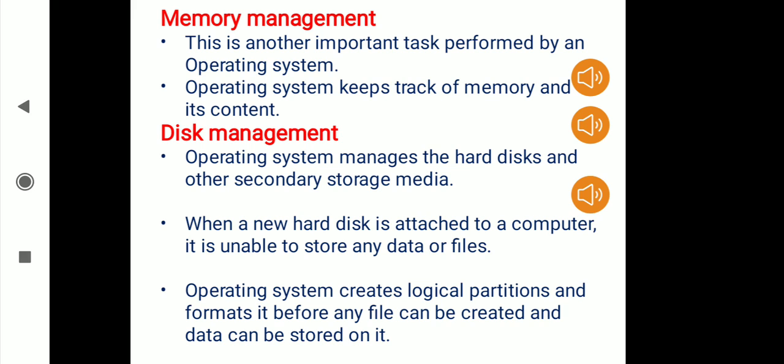The next function of the operating system is memory management. Memory management is another important task which is performed by the operating system. Say for example, if a particular program is being executed by the central processing unit, then the operating system will decide how much memory needs to be utilized by the particular program which is being executed by the CPU, or the central processing unit.